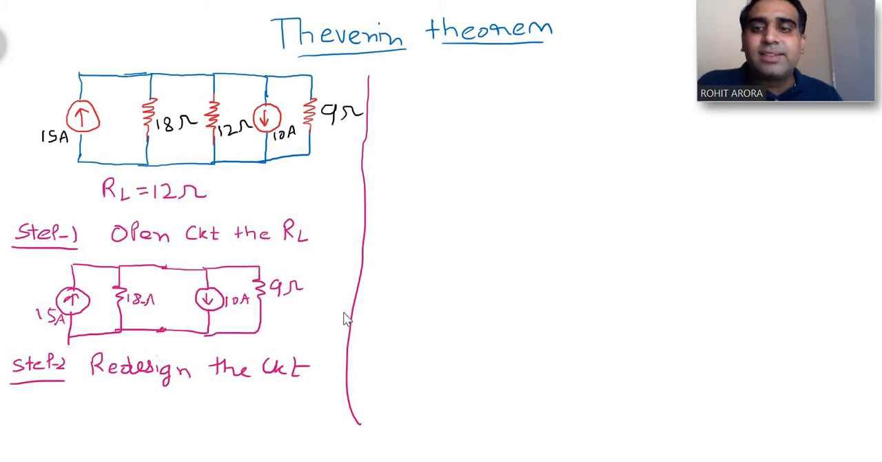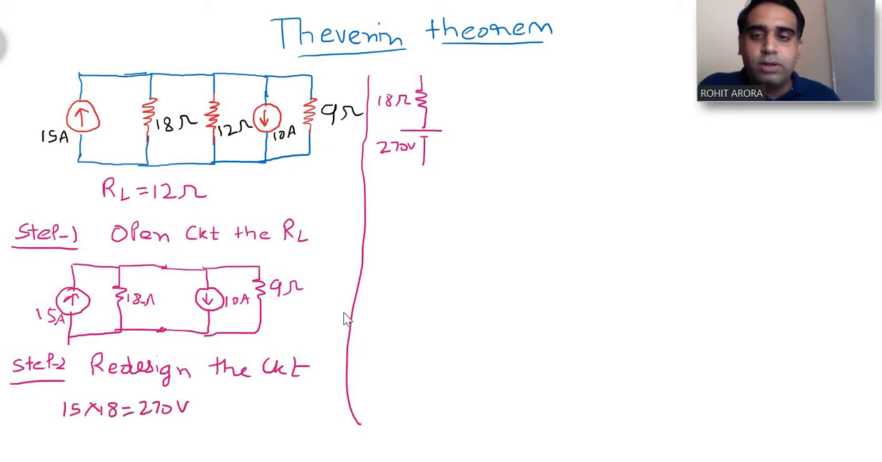Now, this 15 ampere current source and 18 ohm resistance: multiply 15 into 18, this comes to 270 volt. So the 18 ohm resistance is in series with a voltage of 270 volt. How did this 270 volt come? This 15 into 18 comes to 270 volt.